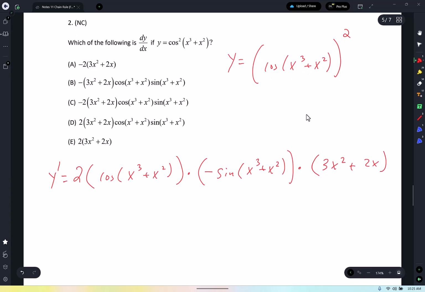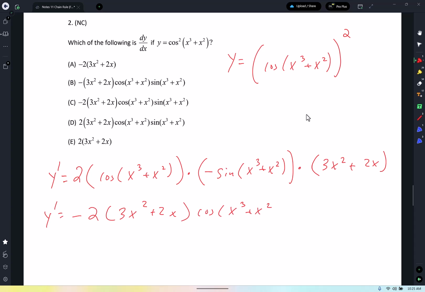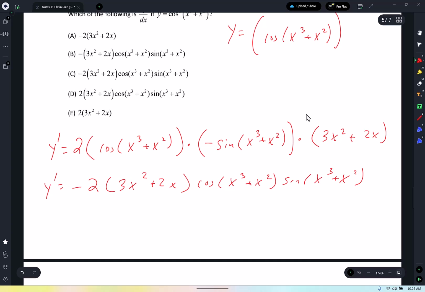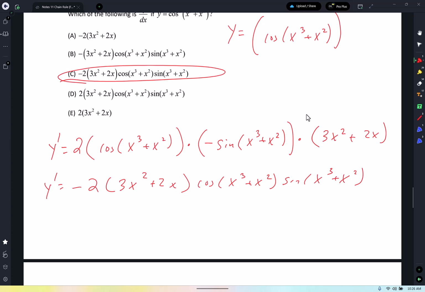So let's see. What are we going to write first? Y prime equals, I see a negative, so I'm going to put the negative in the front, 2. And then I'm going to put the 3x squared plus 2x first. And then I'm just going to do the cosine and sine. Cosine of x cubed plus x squared, sine of x cubed plus x squared. They could have used a property, a half angle property or a double angle property, depending on how you look at it, but they didn't. So the answer is, yeah. This is getting easier, guys.